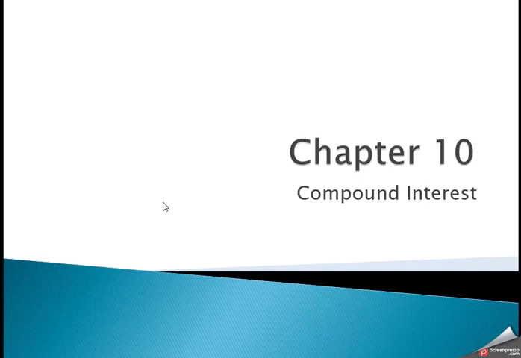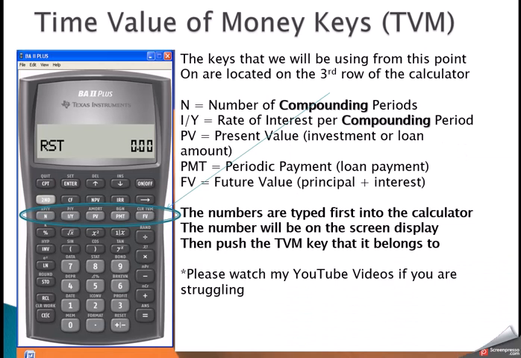Chapter 10, we're going to get into compounding interest. So compounding interest is going to be a little bit more advanced than the simple interest. And this is where our required calculator comes into play.